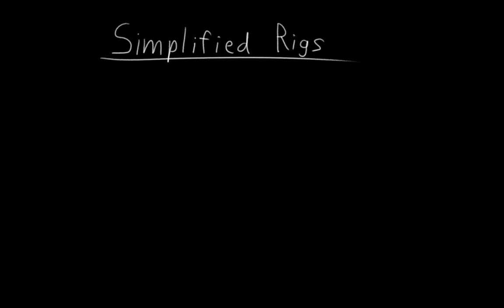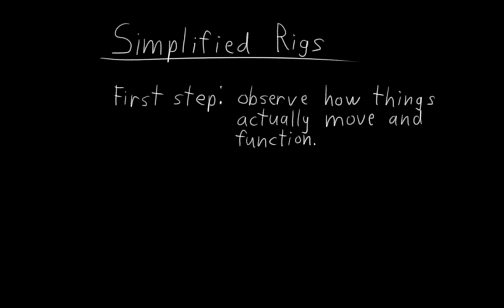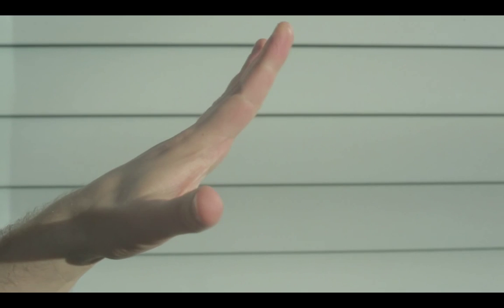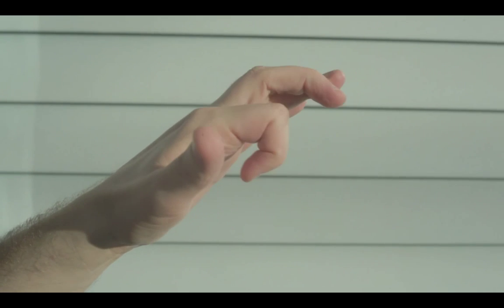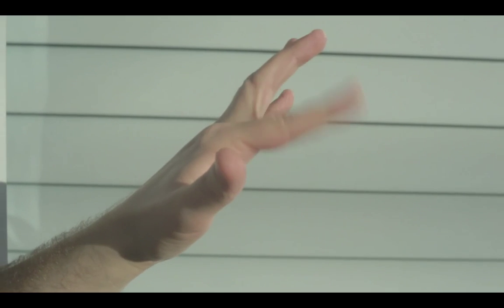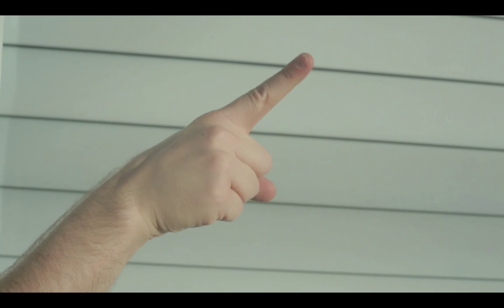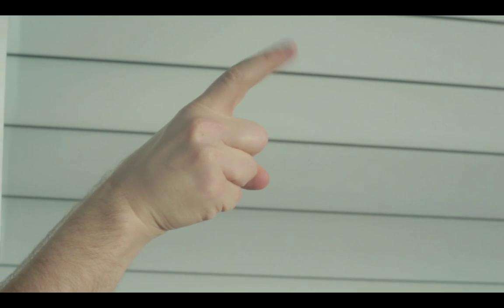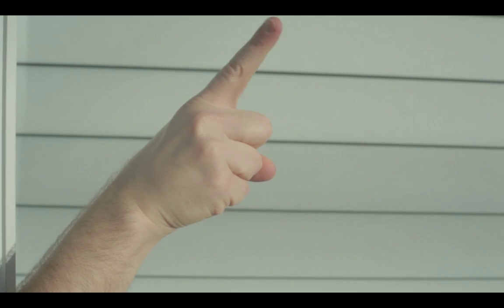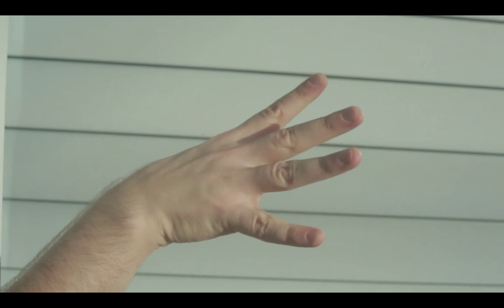Well, remember that when we designed the leg rig, we started by looking at how legs typically move. That's pretty much the starting point for making any simplified rig, observing how things actually move and function. So let's take a look at how fingers typically move. The main thing I want you to notice is that the second and third knuckles usually bend together in a consistent way. They also typically only bend on one axis. By contrast, the first knuckle can bend independently quite easily, and in fact often does. It also frequently bends on two axes.